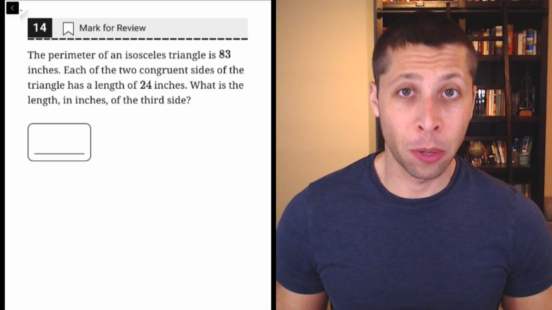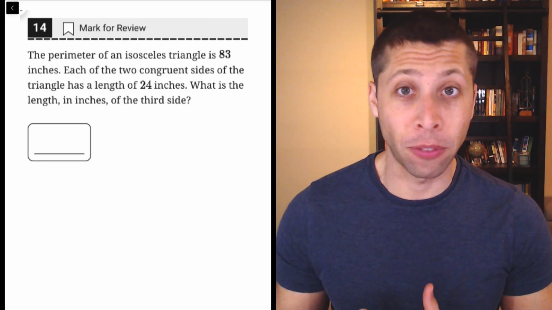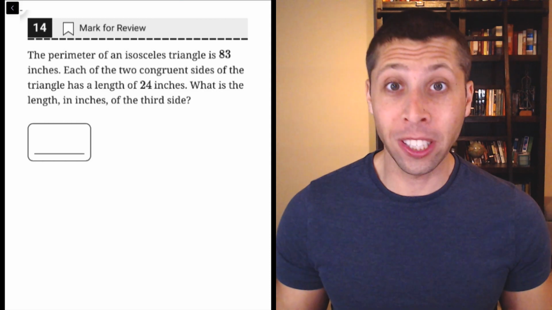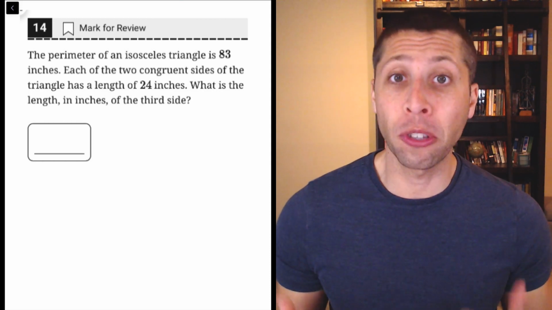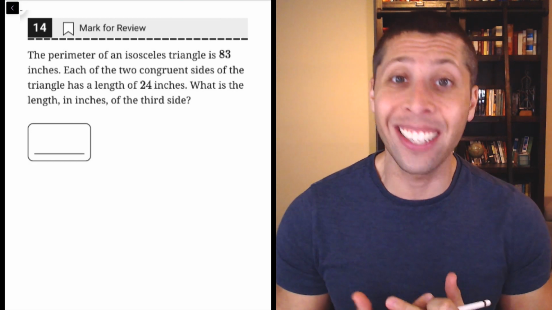Here we have a geometry question, and you might be tempted to look at that reference chart of geometry formulas, but unfortunately it doesn't provide any answers. They're not going to tell you any of the perimeter formulas because you're just supposed to know that perimeter is the total outside distance around a shape.